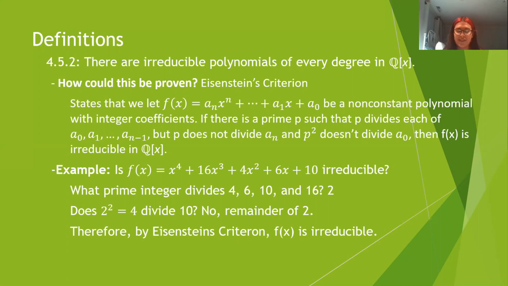What prime integers divide 4, 6, 10, and 16? Since they're all even, the lowest prime integer that divides them is 2. And frankly, that's the only integer that divides all of those. So does 2 squared, which equals 4, divide 10? No, because there's a remainder of 2. Therefore, by Eisenstein's criterion, f of x is irreducible.